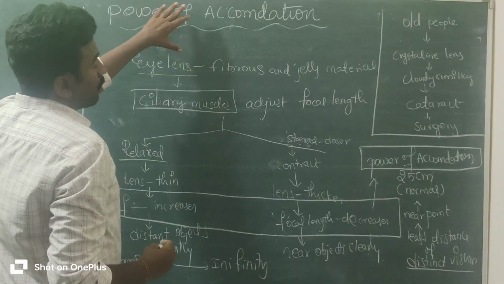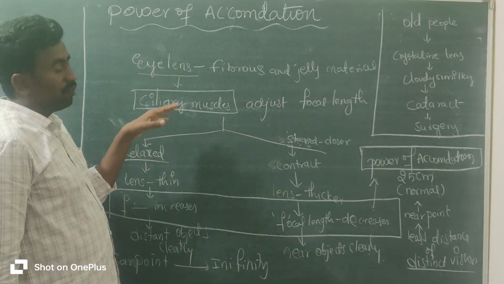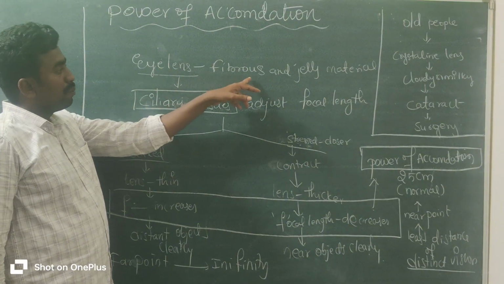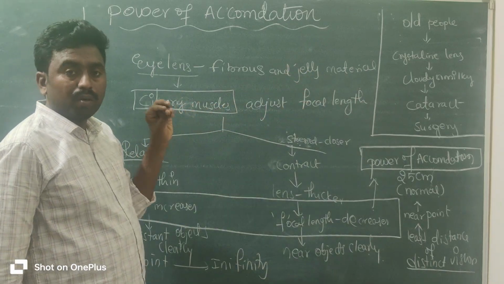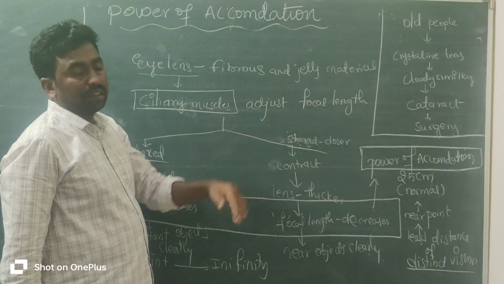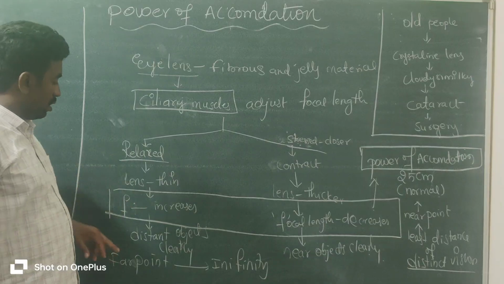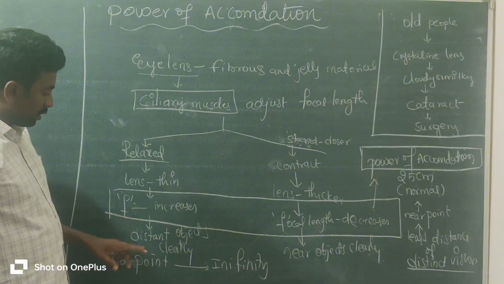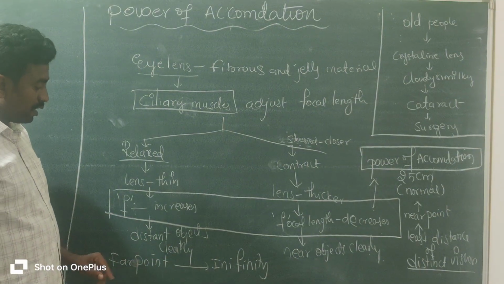Next topic, power of accommodation. This is a very important idea. First, we discuss the structure of the human eye. The human eye has an eye lens. The eye lens is made of fibrous and jelly-like material, and it has ciliary muscles. We already discussed that the role of ciliary muscles is to adjust the focal length. When ciliary muscles are relaxed, the lens becomes thin and the focal length f increases. So when the focal length increases, our eye is able to see distant objects clearly.